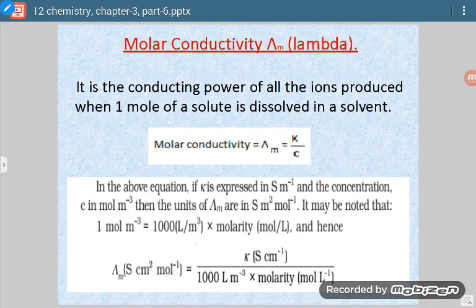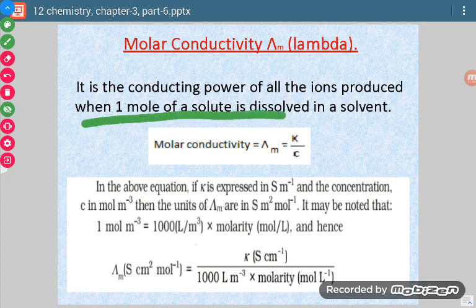Now see, it is symbolized by lambda m, and lambda m is equal to kappa by c. Here kappa is conductivity and c is the concentration. Since it is molar conductivity, c denotes the molarity, or molar concentration. In general, it is the conducting power of all the ions produced when 1 mole of a solute is dissolved in a particular solvent.